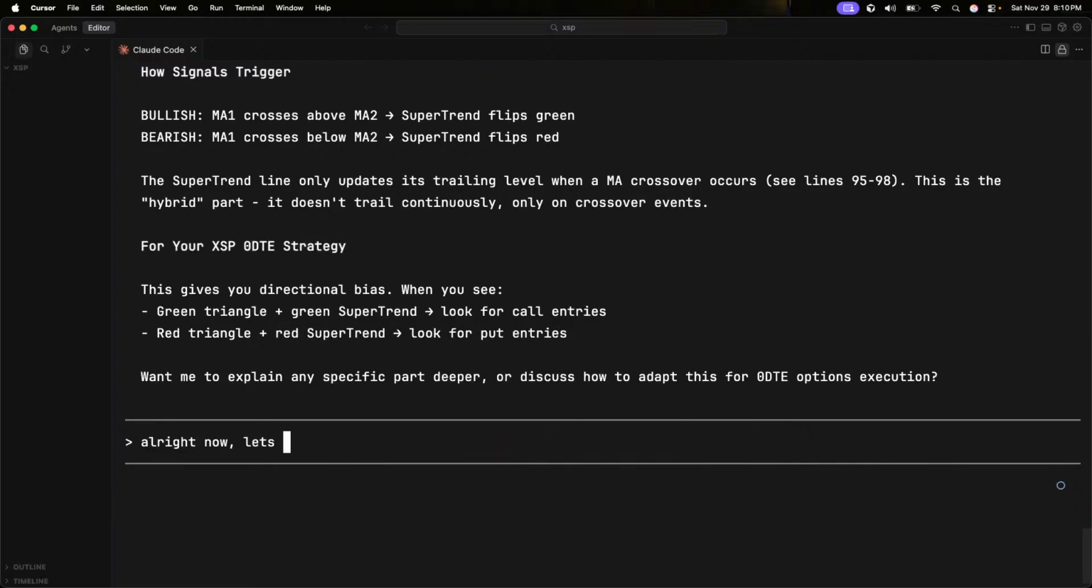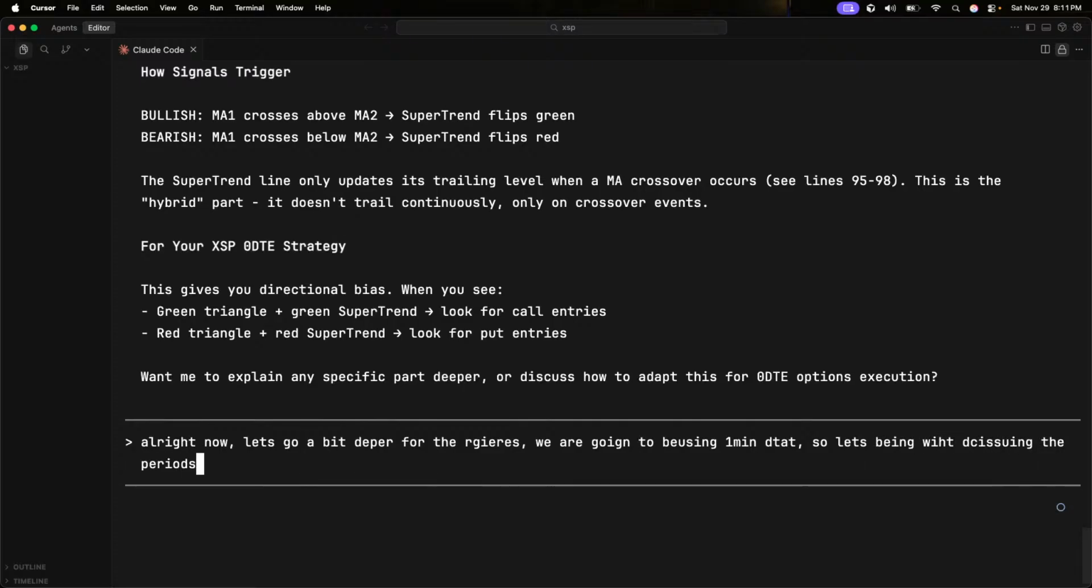Now let's go a bit deeper for the triggers. We are going to be using 1 minute data. So let's begin with discussing the periods that would be appropriate here.